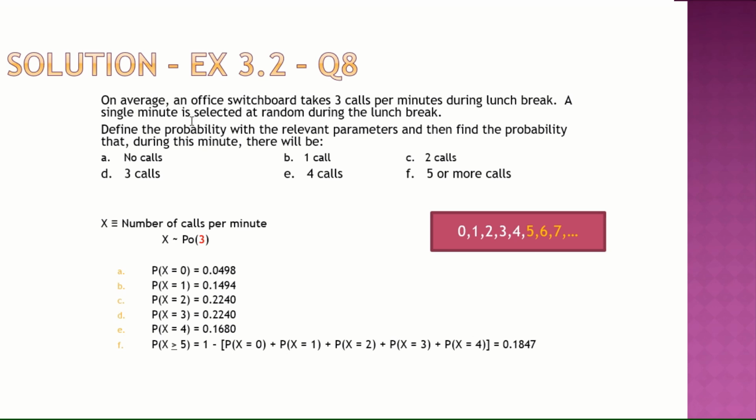On average, a switchboard takes 3 calls per minute during a lunch break. A single minute is selected at random, so you're still talking about the number of calls per minute, so your lambda won't change. So after this it will be the same. If you have any issues, just ask me, okay?